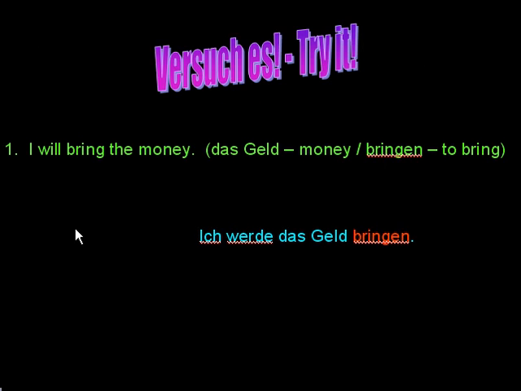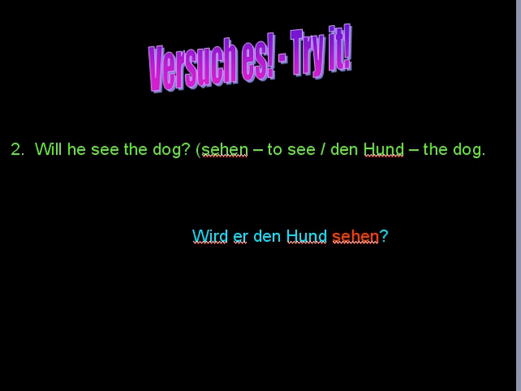So if you want to try this, a few more examples. I will bring the money. Ich werde das Geld bringen. Or, will he see the dog? Wird er den Hund sehen? And the reason why it's den Hund, just as a little side note, it's actually der Hund.